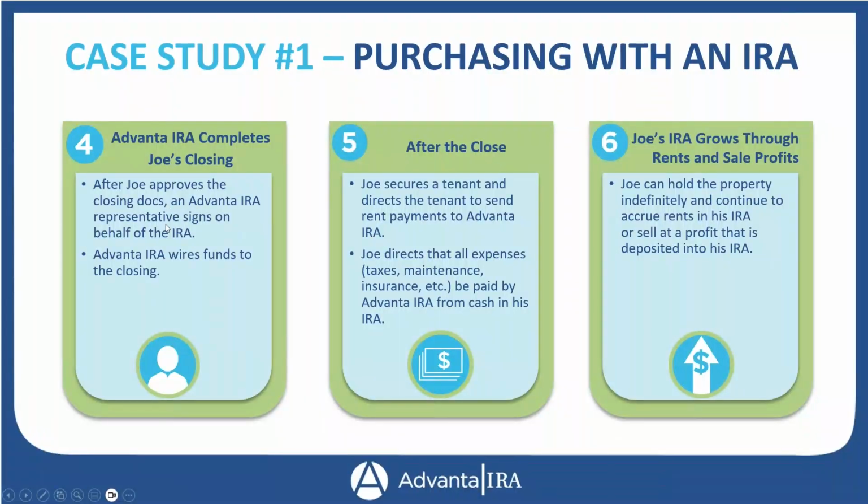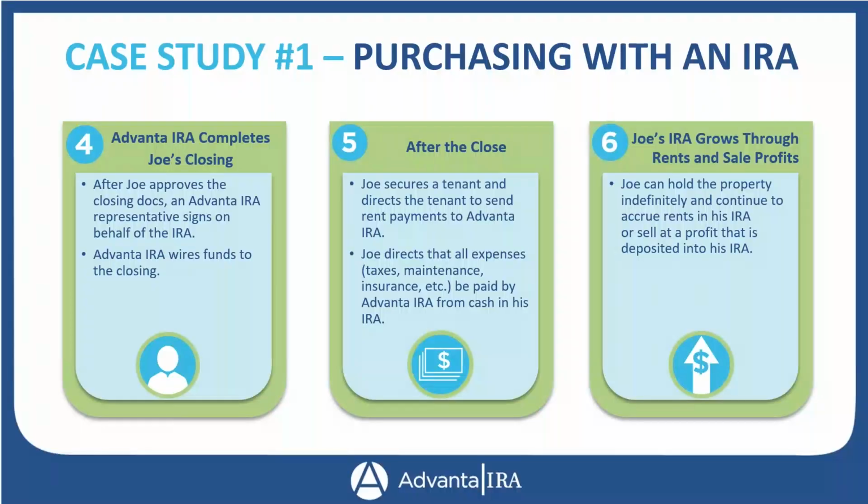we're going to wire funds, and then Joe is going to secure the tenants. We're not property managers, but Joe can certainly hire a property manager if he'd like. He can also oversee the investment himself, working with maybe a company to screen a tenant and put the tenant in there. Remember that the IRA is going to pay for all expenses and ultimately sign all the documents. Joe directs that all expenses, tax, maintenance, insurance are paid by his IRA, and he can do that through his online portal. And then his tenant is going to pay Advanta directly.